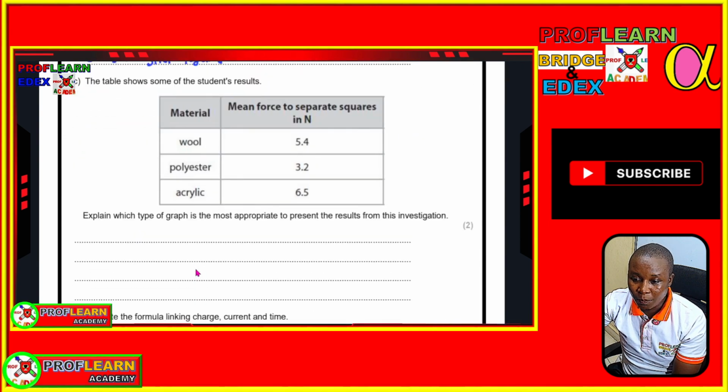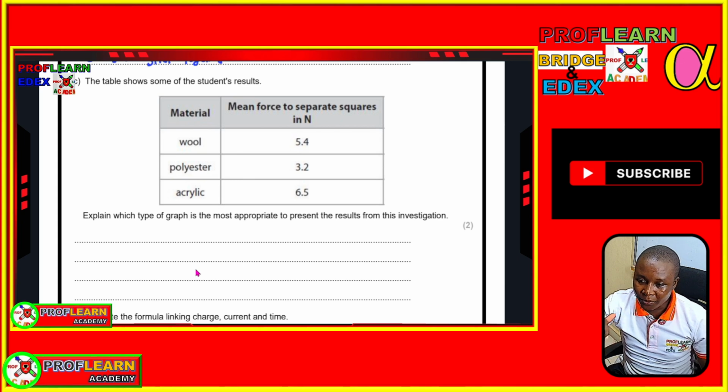Explain which type of graph is most appropriate when you are supposed to represent the data or the result of this investigation.